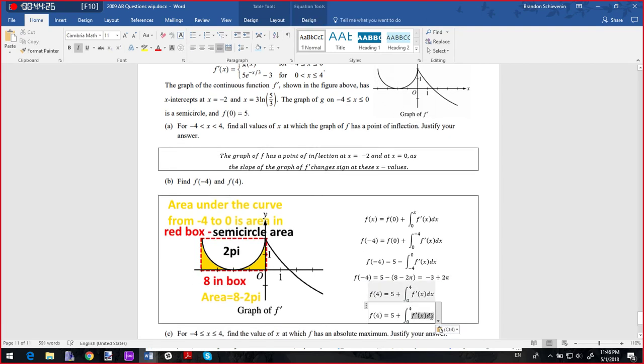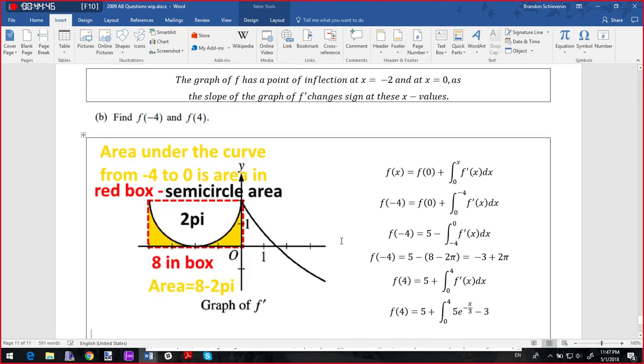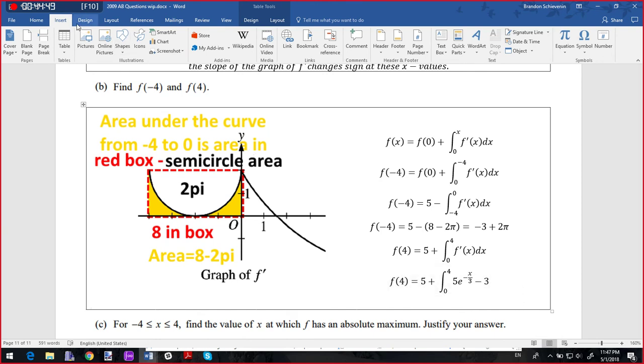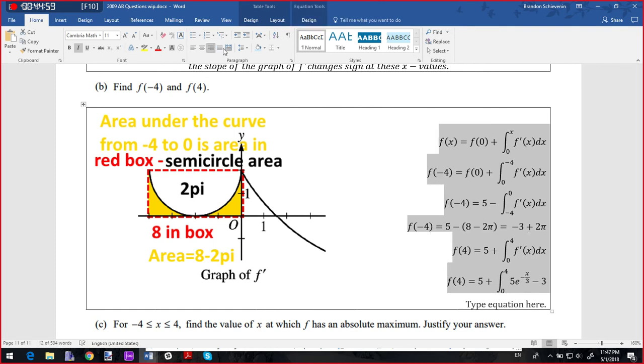This is f prime of x between 0 and 4, equal to 5e to the -x over 3 minus 3, is what they gave us. Okay, so I just need to integrate that. I'm going to zoom in because that's a little bit small. I've actually run out of space for my function on that side, so I'm going to throw all of these on the right. We'll just work on the right side. I'm going to keep going with this and integrate. So f of 4 is equal to 5 plus what I get when I integrate this.